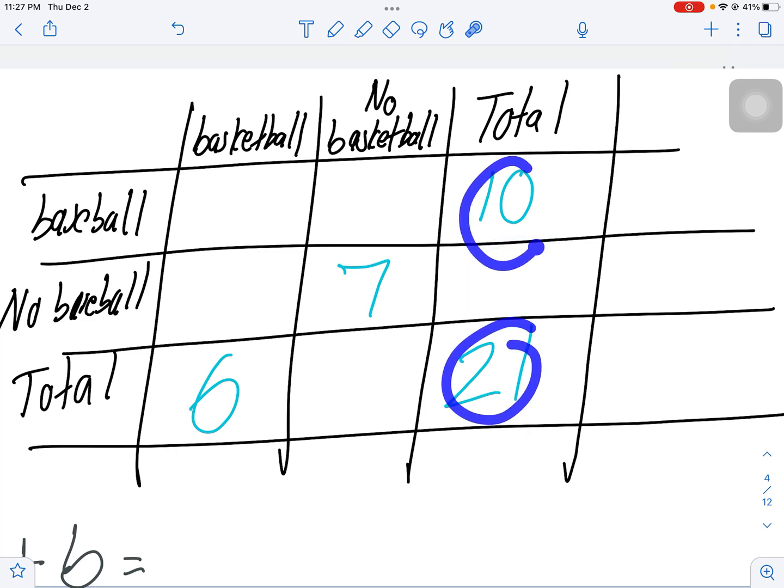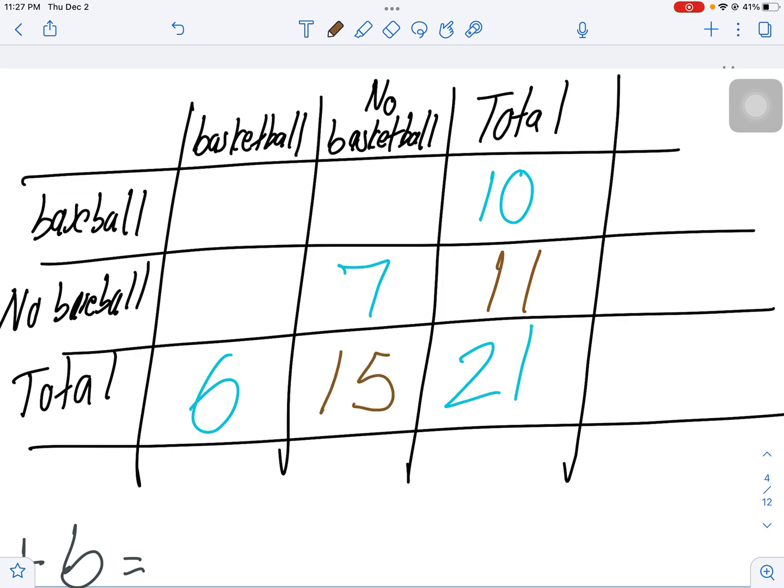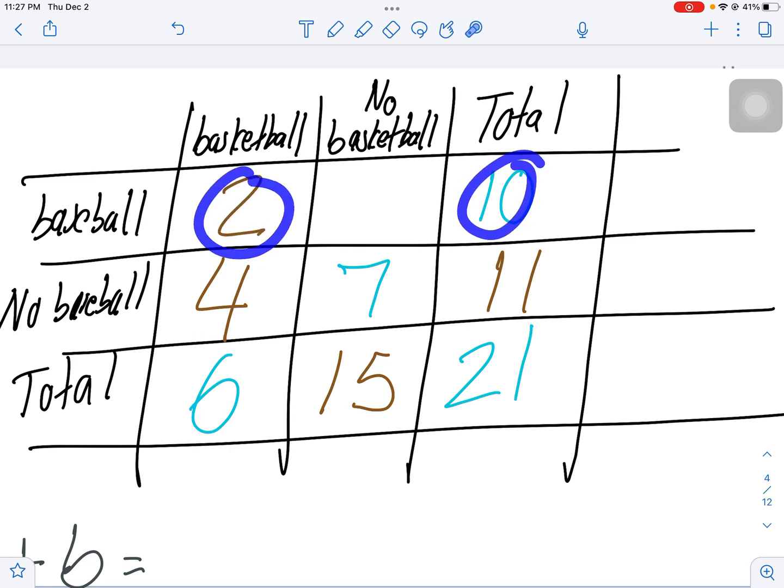21 minus 10 is 11. 21 minus 6 is 15. 11 minus 7 is 4. 6 minus 4 is 2. 10 minus 2 is 8.